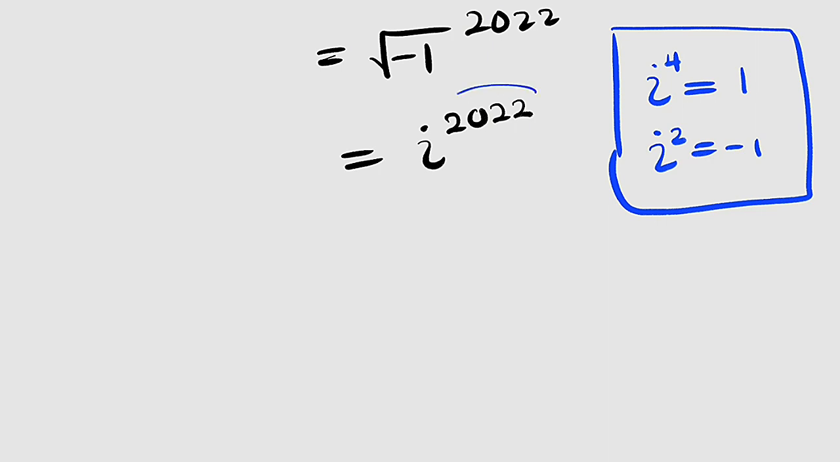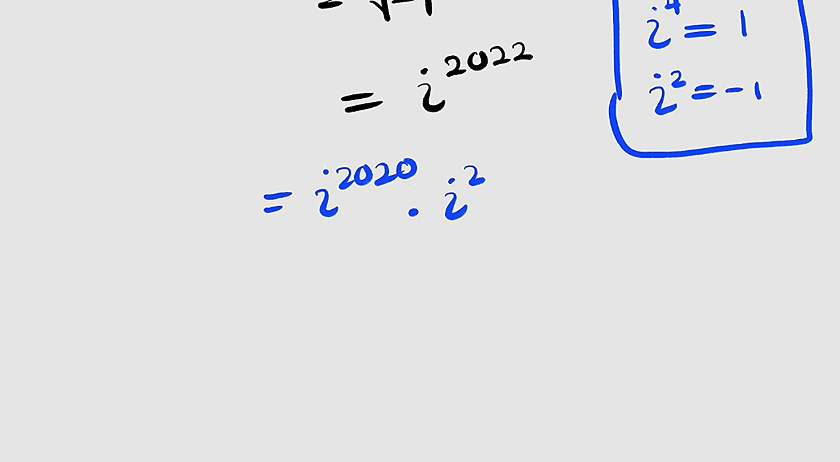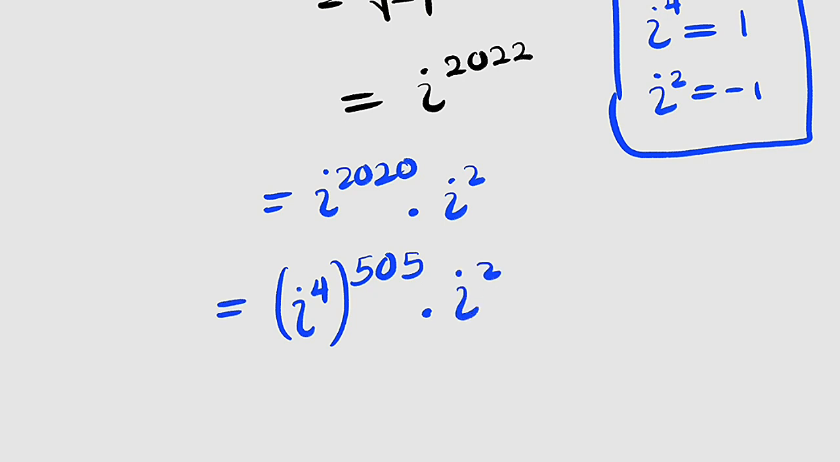Therefore, we know that i to the 2022 is the same thing as i to the 2020 multiplied by i squared. According to one of the laws of indices, you can take one base and add the exponent, right? And 2020 is a multiple of 4 because 2020 is equal to 4 multiplied by 505, right? So we can write this as i to the power of 4 raised to the power of 505, then multiplied by i squared.